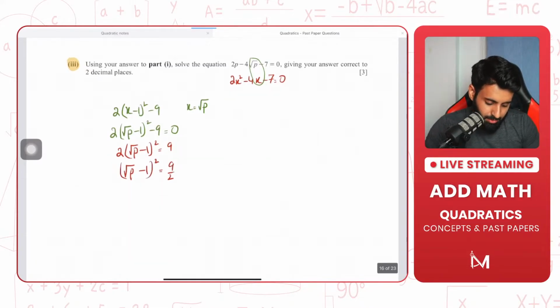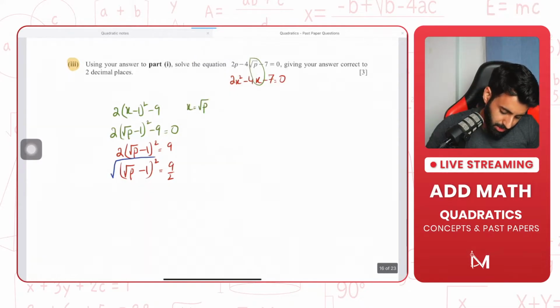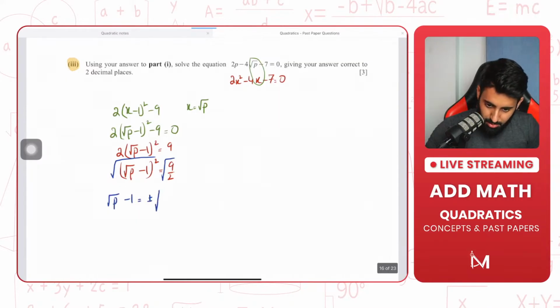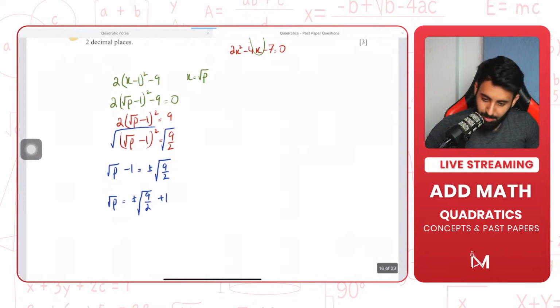Now, how do we remove the square? We take the square root on both sides. If you take the square root on both sides, that means √p − 1 is equal to plus minus root 9 upon 2. And let's make root p the subject. Root p is equal to plus minus root 9 upon 2, plus 1. Now remember, this is still root p.